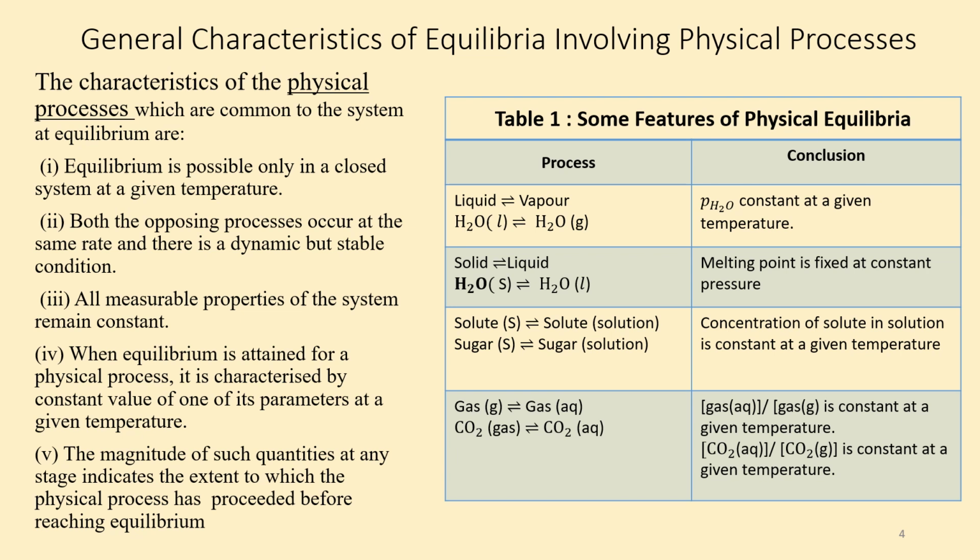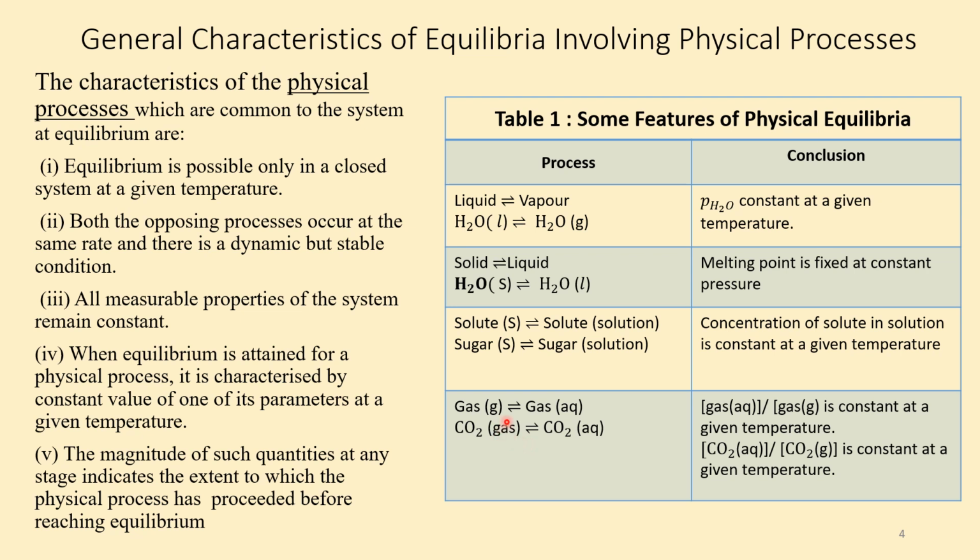The next example is solid to liquid. Example is H2O solid, that is ice, melts to become water, that is liquid. Here the ice melts, hence melting point is fixed at constant pressure. Then solid to solute solution, for example sugar getting dissolved in the sugar solution. So the concentration of solute in solution is constant at a given temperature.